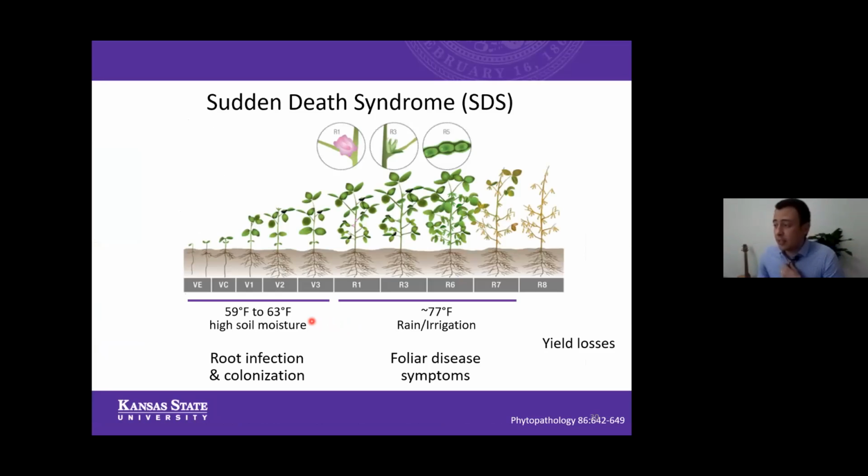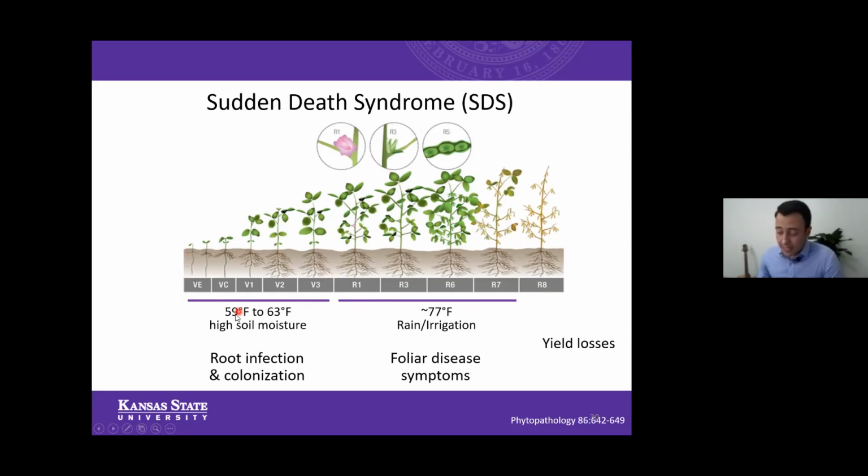Now, let's try to understand just a little bit more about this specific disease. This disease is in the soil, as I mentioned, and it's favored by temperatures between 59 to 63 Fahrenheit with high soil moisture. Between VE, germination and emergence, and V3 are the moments when root infection and colonization happen. Between R1 and R7, if temperatures are around 77 Fahrenheit and we have a rain event or irrigation, this disease can start showing the foliar symptoms. And then that will significantly affect your yields.